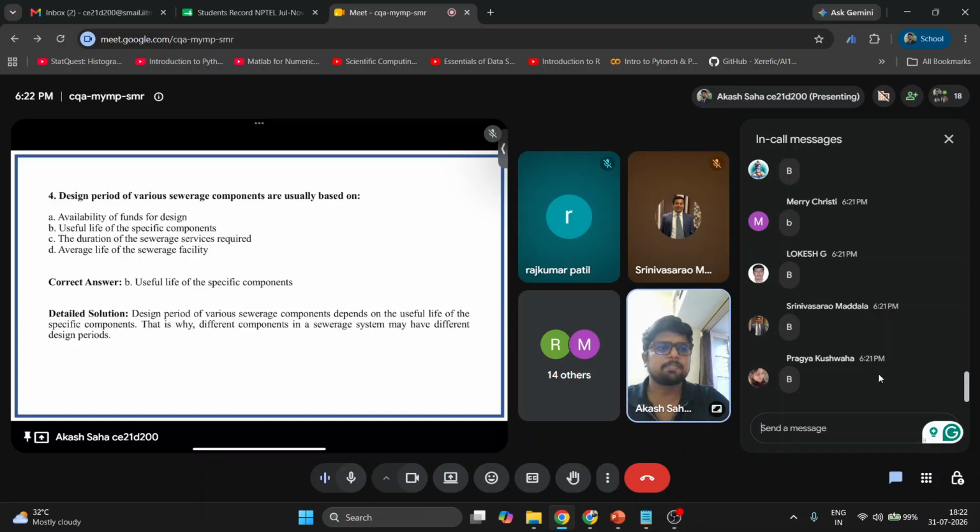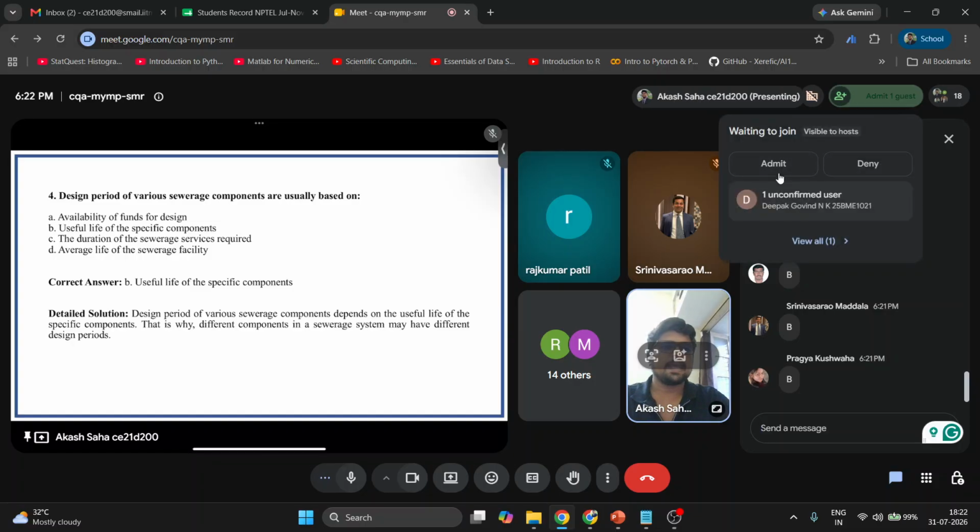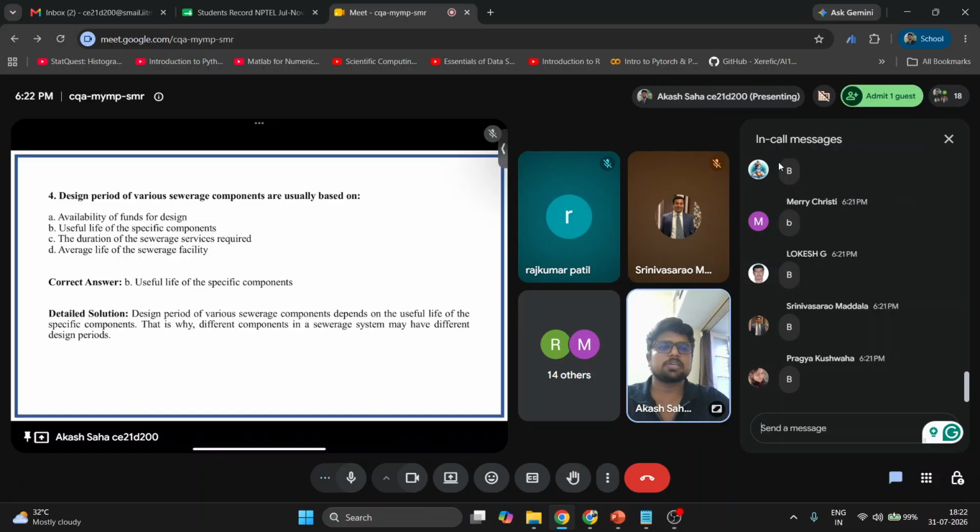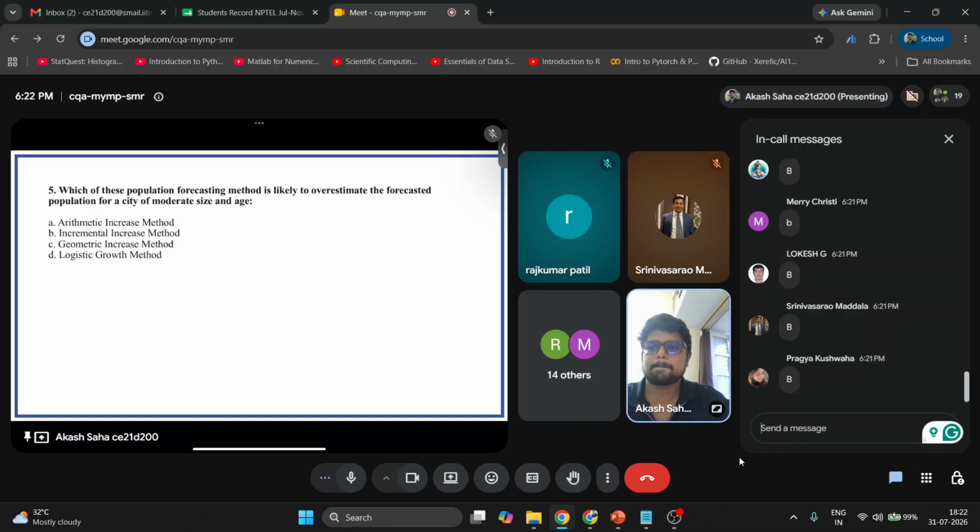So we have pumps or mains or transmission lines, and each of them has a different lifetime. So we have one question there where we'll discuss in detail what the useful life of each of the components is. It will come in the subsequent problem.